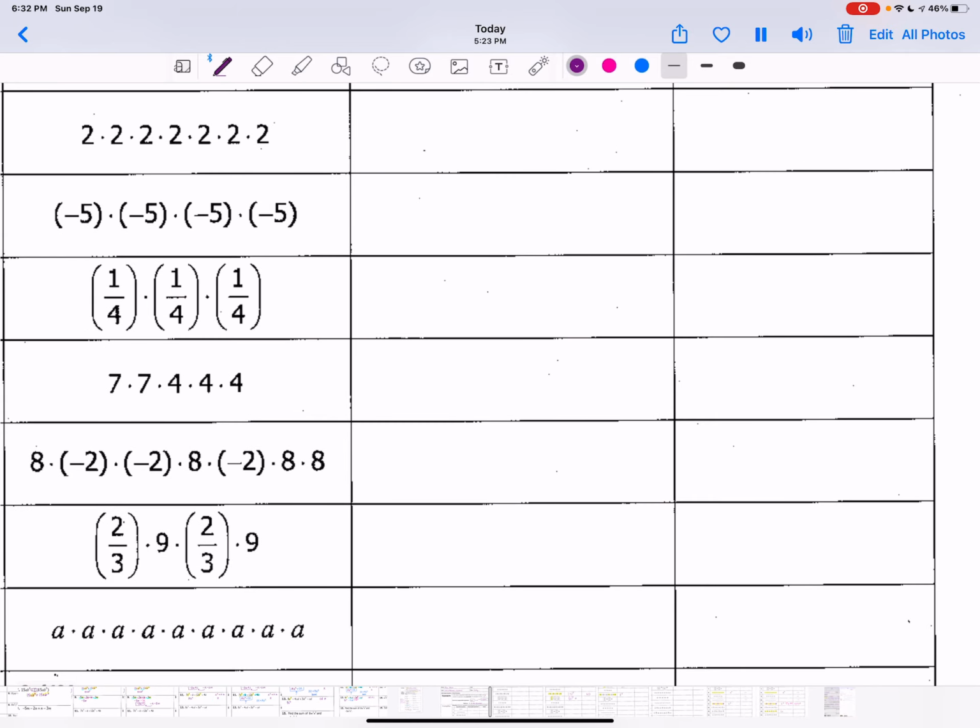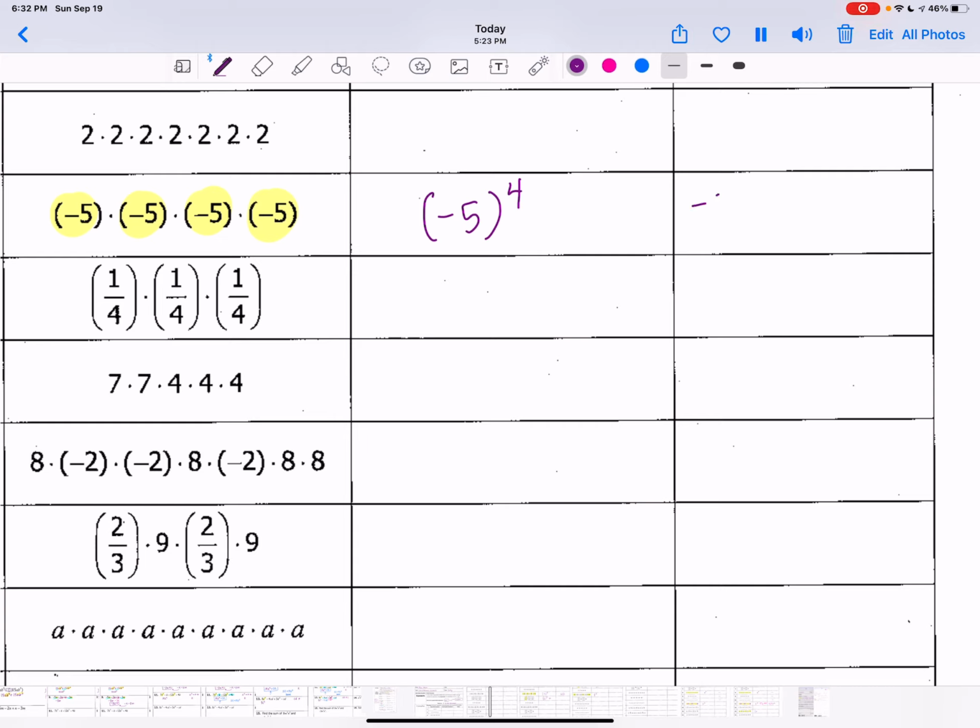All right, you're going to do this next one with the 2's. And you just count how many 2's is your base. Now let's come here, we got -5. Now notice that -5 is in parentheses. So remember, if it's in the parentheses, or the negative stuck to the number, your base is -5, and you have 4 groups of -5. So that's -5 to the 4th power.